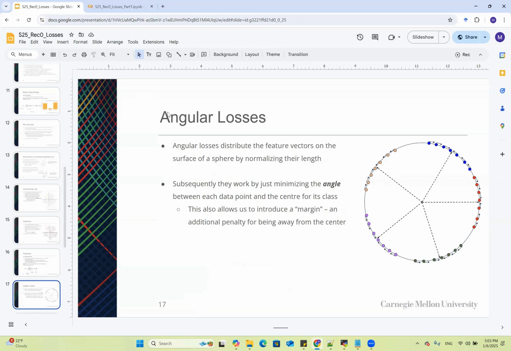Angular losses. The angular losses distribute the feature vectors on the surface of a sphere by normalizing their length. Subsequently, they work by minimizing the angle between each data point and the center for its class. This allows us also to introduce a margin, which is like an additional penalty for being away from the center.